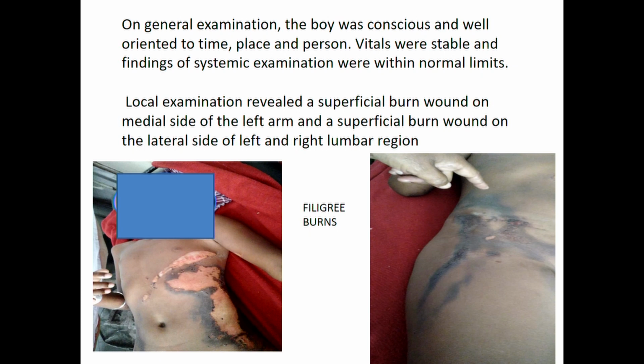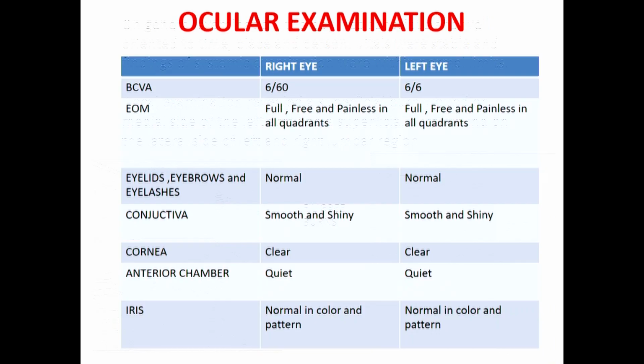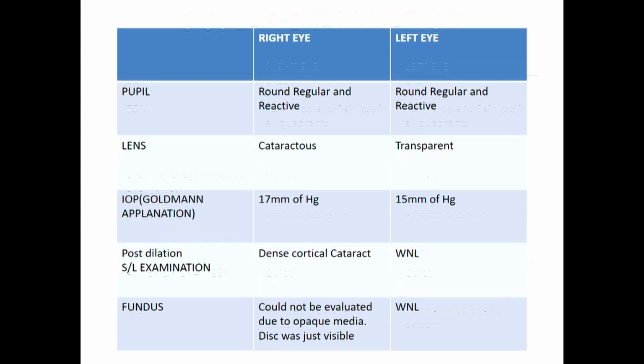Local examination revealed a superficial burn wound on the medial side of the left arm and a superficial burn wound on the lateral side of the left and right lumbar region. These are the classical filigree burns that were seen in that patient. Coming to ocular examination, the best corrected visual acuity of the right eye was 6/60 and the left eye was 6/6. The extraocular muscles, eyelid, eyebrow, eyelashes, conjunctiva, cornea, anterior chamber, and iris were within normal limits in both the eyes. Pupil was round, regular, and reactive in both the eyes.